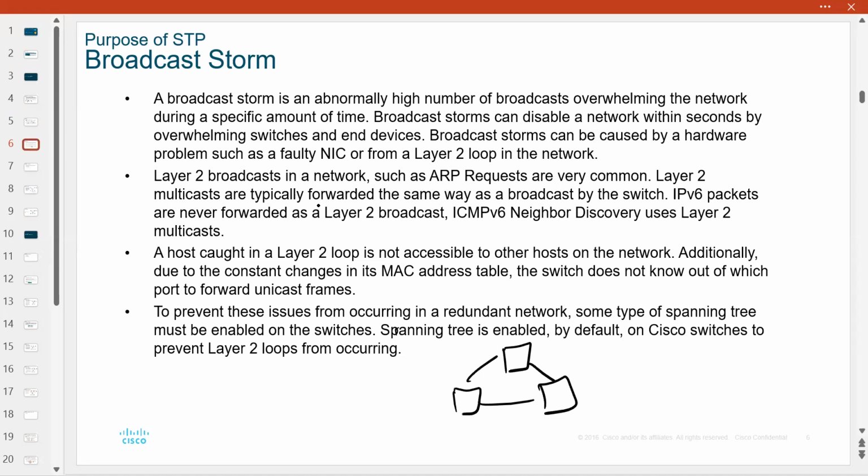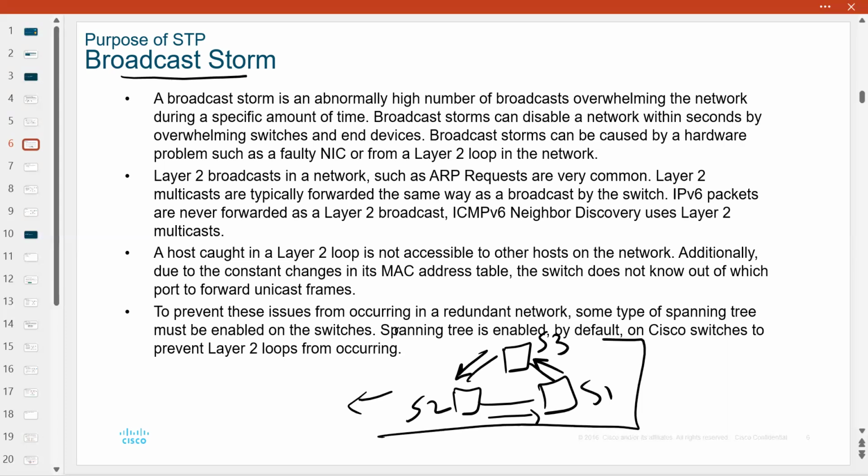So a loop starts with a single frame. Now look at a much bigger network. Switch number 1 forwards the broadcast, switch number 2 forwards the broadcast, switch number 3 forwards the broadcast. What happens? MAC instability and link saturation happen, and high CPU utilization happens because of the broadcasts. That is what a broadcast storm is: an abnormally high number of broadcasts overwhelming the network during a specific amount of time.